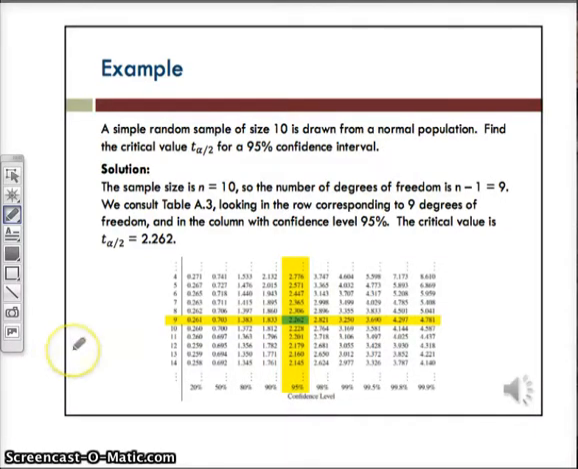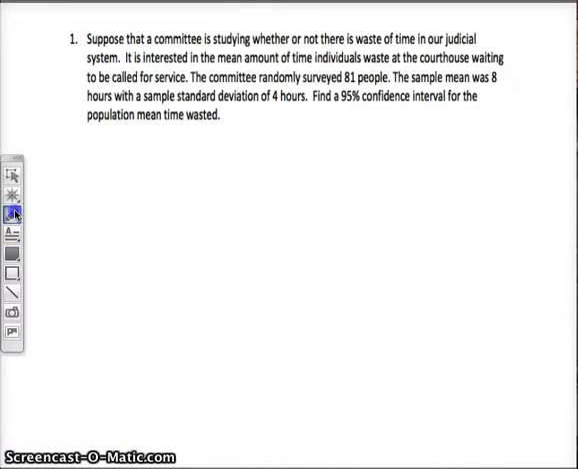And so here we're trying to find the 95%. So we're in the right column here, and there's our critical value. Very, very important. Okay, now we're ready to go back to our problem. Well, we remember that n is 81. And remember that the sample mean, we're doing a sample of people and their wait time, was 8 hours. What else do we know? That the sample standard deviation is 4 hours. Okay. Find a 95% confidence interval.